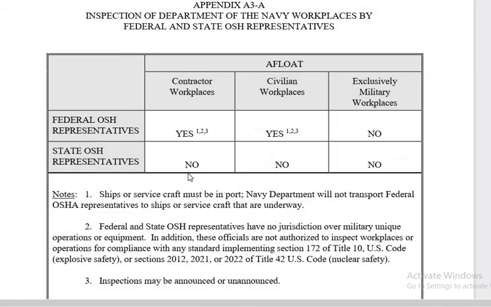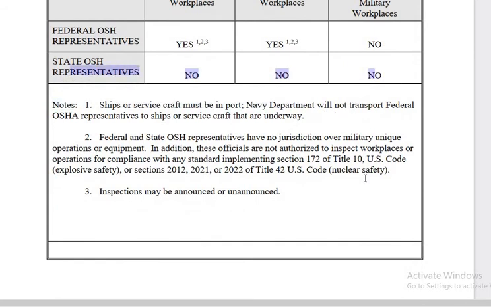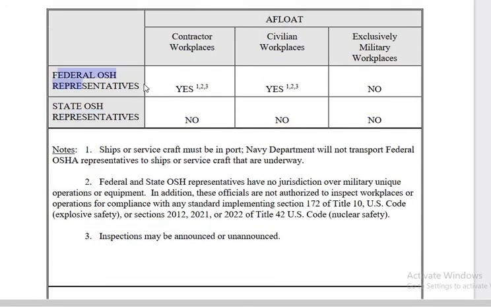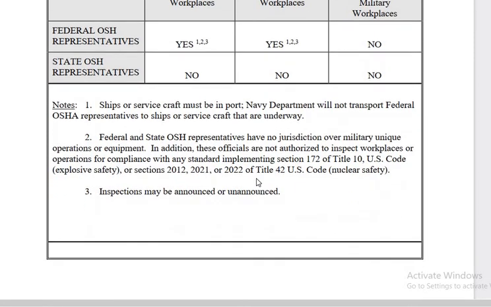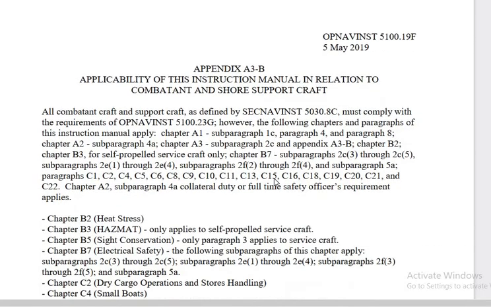Here's a cool little chart that describes what federal and state can do. I find it kind of funny that state is even on here because it's a no for anything. Again, federal OSHA occupational safety and health reps can go into contractor workplaces. They can go to civilian workplaces. They cannot go to military workplaces because that falls under the military side of the house. There are a couple notes in here. For these two, you see note 1, only when they're in port. The Navy Department doesn't transfer the federal people to ships or service craft that are underway. Federal and state have no jurisdiction under unique military operations. And inspections may be announced or unannounced, so they don't have to tell you they're coming.